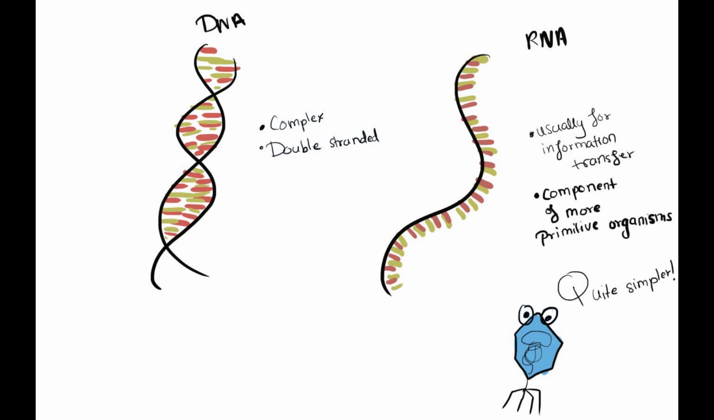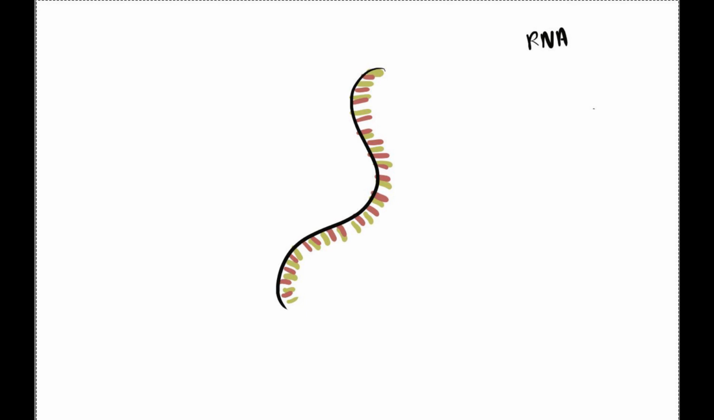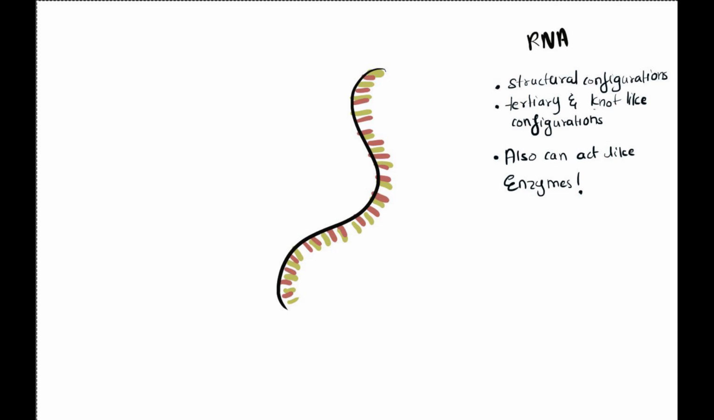And also, RNA is basically a basic form of DNA that is usually used for the transfer of information from one place to another. Hence, it is the genomic material of more primitive organisms like viruses. However, after further research, we found out that RNAs are not as simple as we thought. In order to compensate for their lack of complex structure, they can fold around themselves and have many different structural configurations, like a knot-like formation, and sometimes they can also act like enzymes.